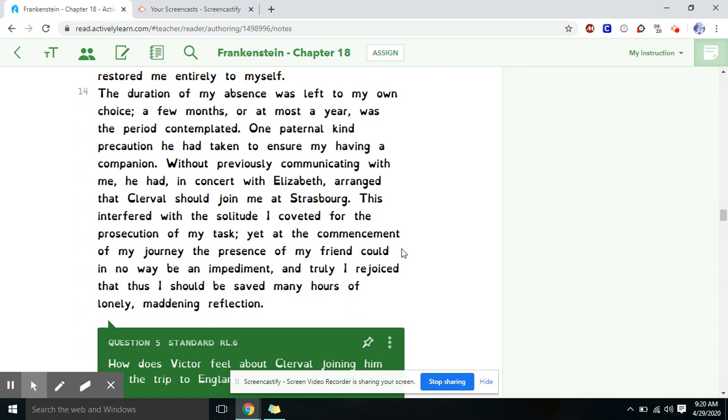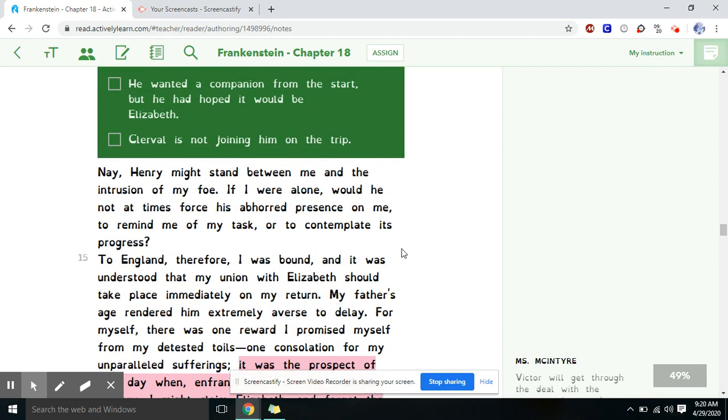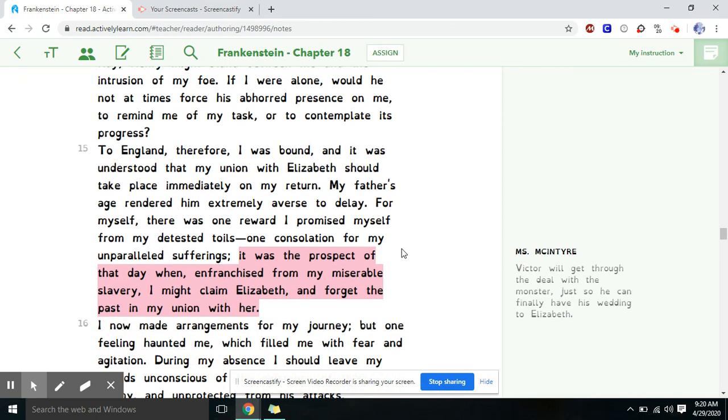One paternal kind precaution he had taken to ensure my having a companion. Without previously communicating with me, he had, in concert with Elizabeth, arranged that Clerval should join me at Strasbourg. This interfered with the solitude I coveted for the prosecution of my task, yet at the commencement of my journey the presence of my friend could in no way be an impediment, and truly I rejoiced that thus I should be saved many hours of lonely, maddening reflection. Nay, Henry might stand between me and the intrusion of my foe. If I were alone, would he not at times force his abhorred presence on me to remind me of my task or to contemplate its progress?